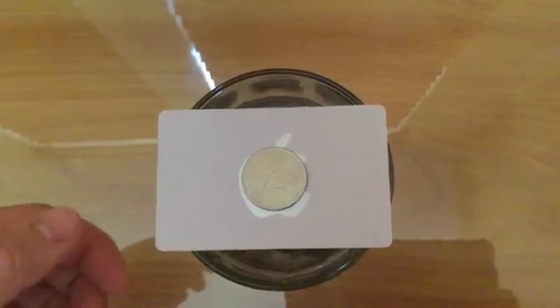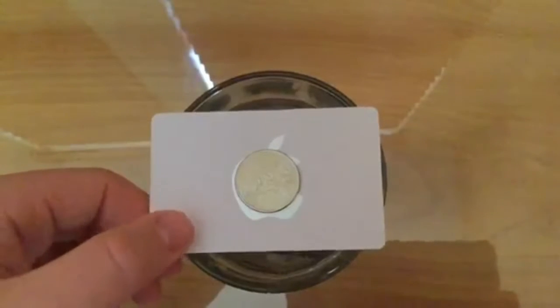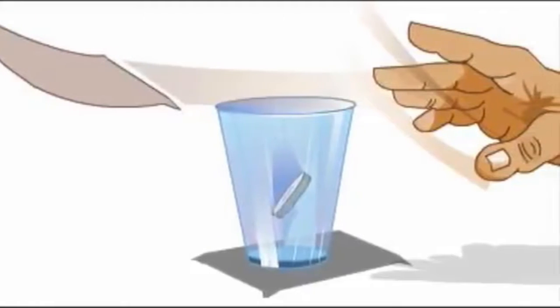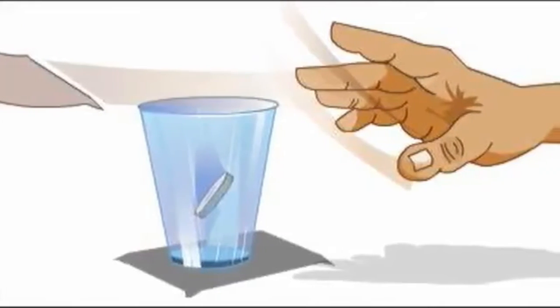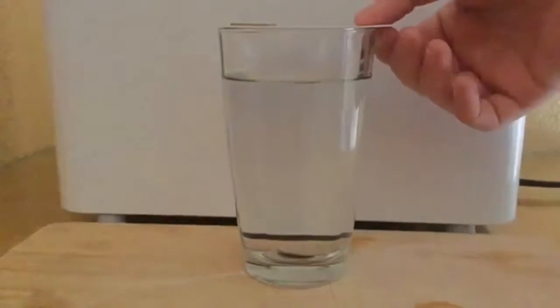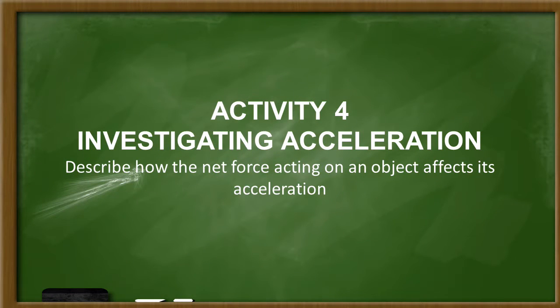The coin has inertia, meaning it really wants to stay in one place. If you move the card slowly, it isn't fast enough to overcome that force. If you flick it quickly, the coin stays in one place and then drops into the glass. An object at rest will remain at rest. Activity 4. Investigating acceleration.